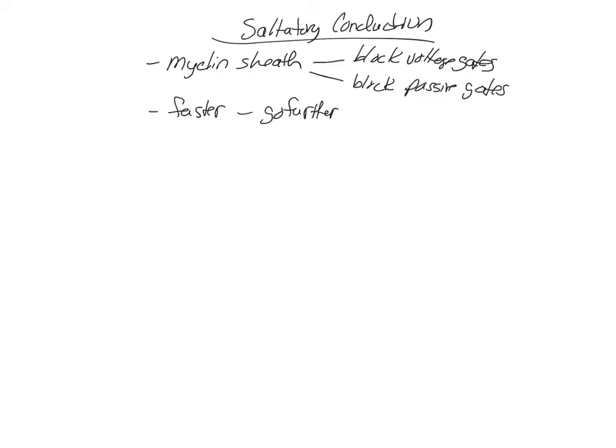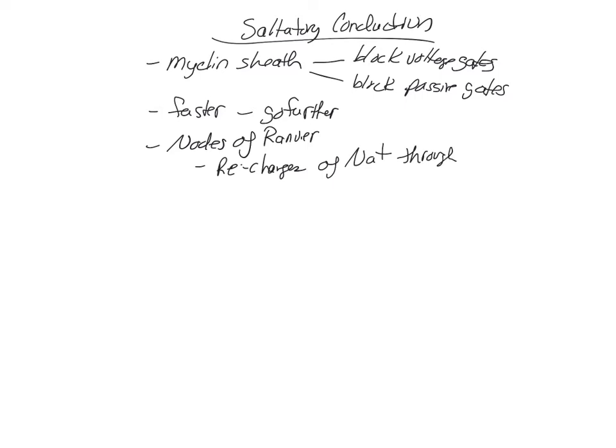to the signal, okay? So at the nodes of Ranvier, you're going to have a gap between two Schwann cells or between two oligodendrocytes. And this is where you can get a recharge of charged ions through voltage gates. Okay, now let's go ahead and start looking at this slide.